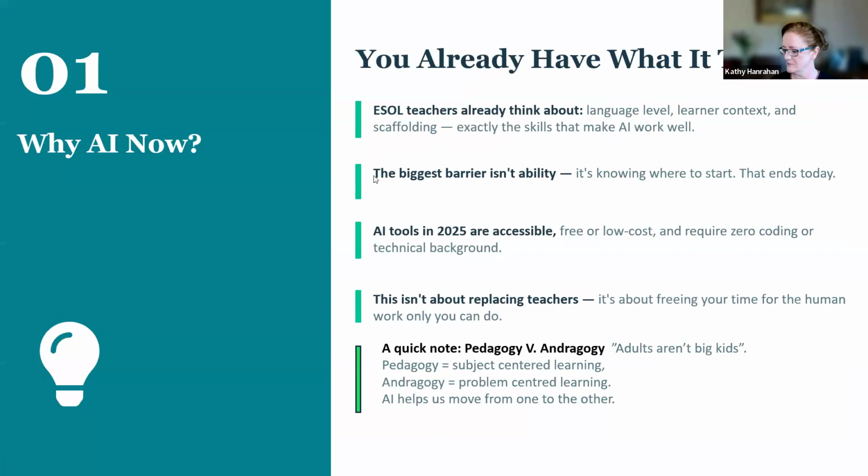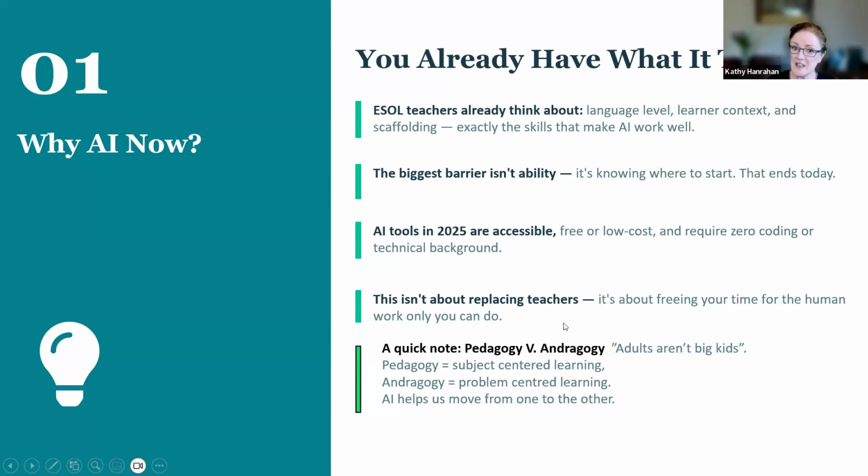So AI, why now? You are the ESOL teacher, you know everything already about language level, the learner's context, where they're coming from, scaffolding. You can't be teaching the perfect continuous if they don't know the verb to be. And all of this logic and scaffolding is exactly how AI works. So you're thinking in the same way, and it'll make it much easier for you to create materials that you can use. Your barrier isn't your ability, of course. You're fantastic.